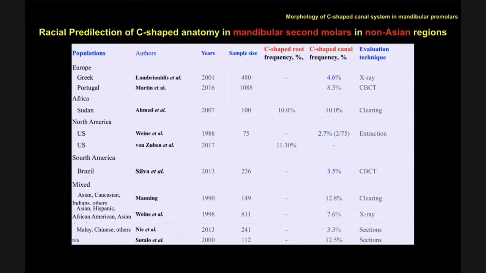And this table shows the prevalence of C-shaped anatomy of the people in non-Asian regions. Generally, the prevalence of C-shaped root and C-shaped root canals of the Caucasians, including Greeks, Portuguese, Americans, and Brazilians, were relatively low, ranging from 3% to 5%.